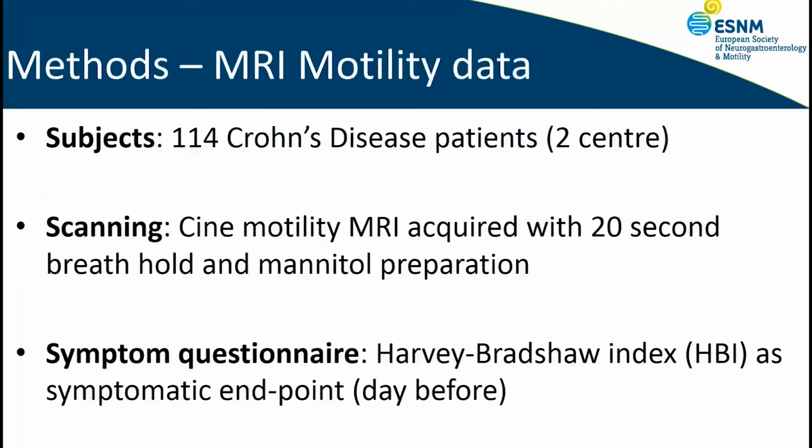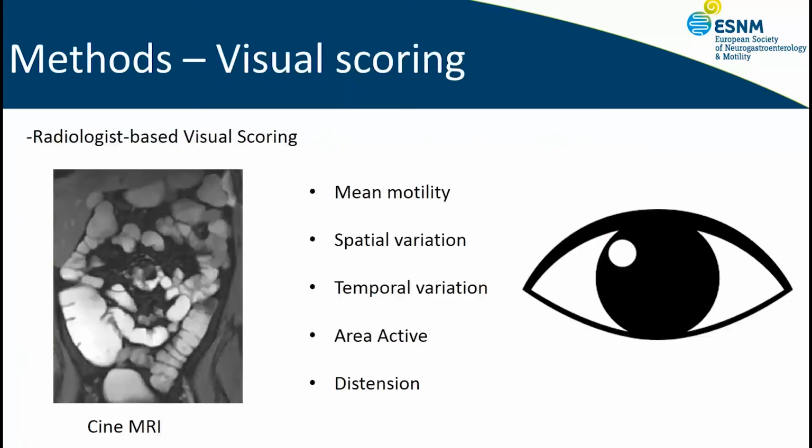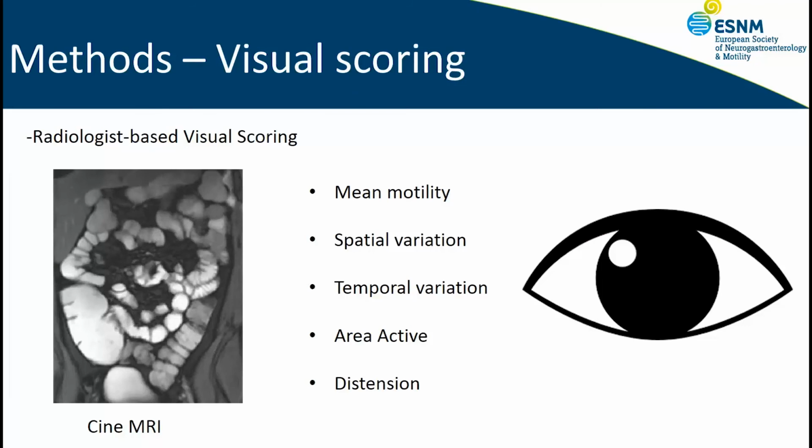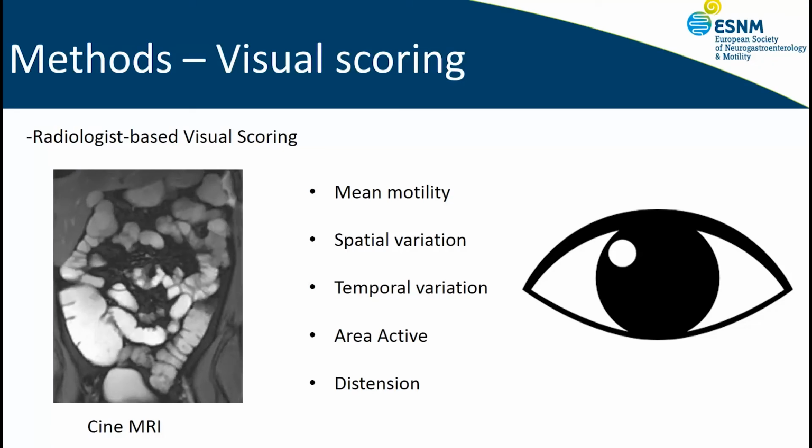So we had 114 Crohn's disease patients in a two-centre study with cine motility MRI acquired with a 20-second breath hold and mannitol preparation, and a Harvey-Bradshaw Index questionnaire was completed the day before scanning. So we got a radiologist with over 10 years experience in GI imaging to view images such as this for 5 features: mean motility, spatial variation, temporal variation, area active and distension.